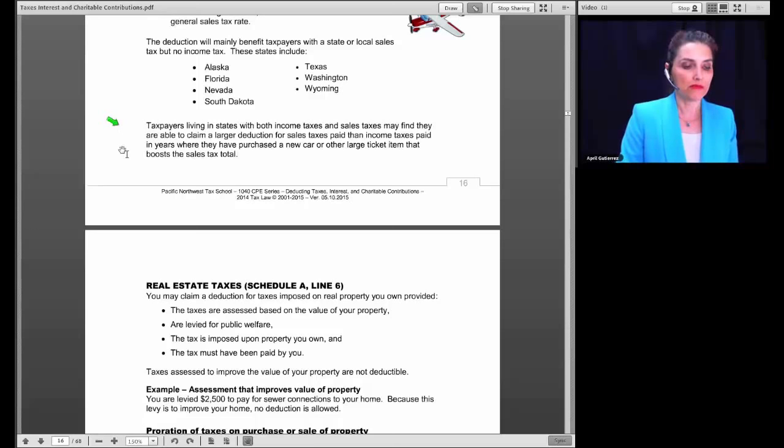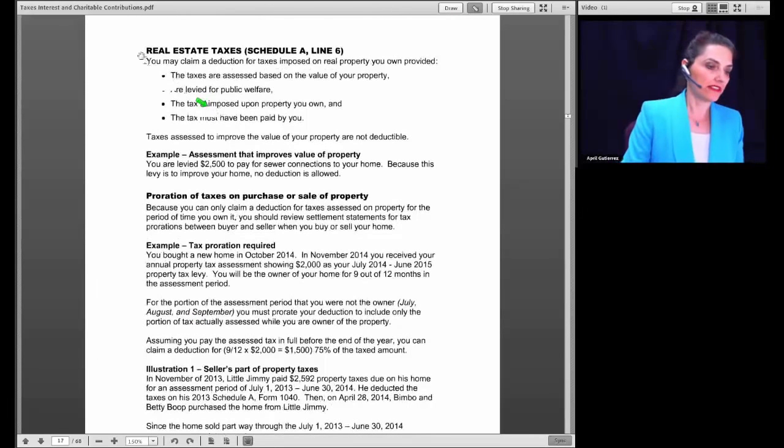So taxpayers living in states, though, that have both a sales tax and an income tax may find they are able to claim a larger deduction in years where they purchase a big-ticket item like a new car. And in years where they haven't purchased those big-ticket items, perhaps they're better off claiming the income tax deduction. That concludes the look at the sales tax deduction.